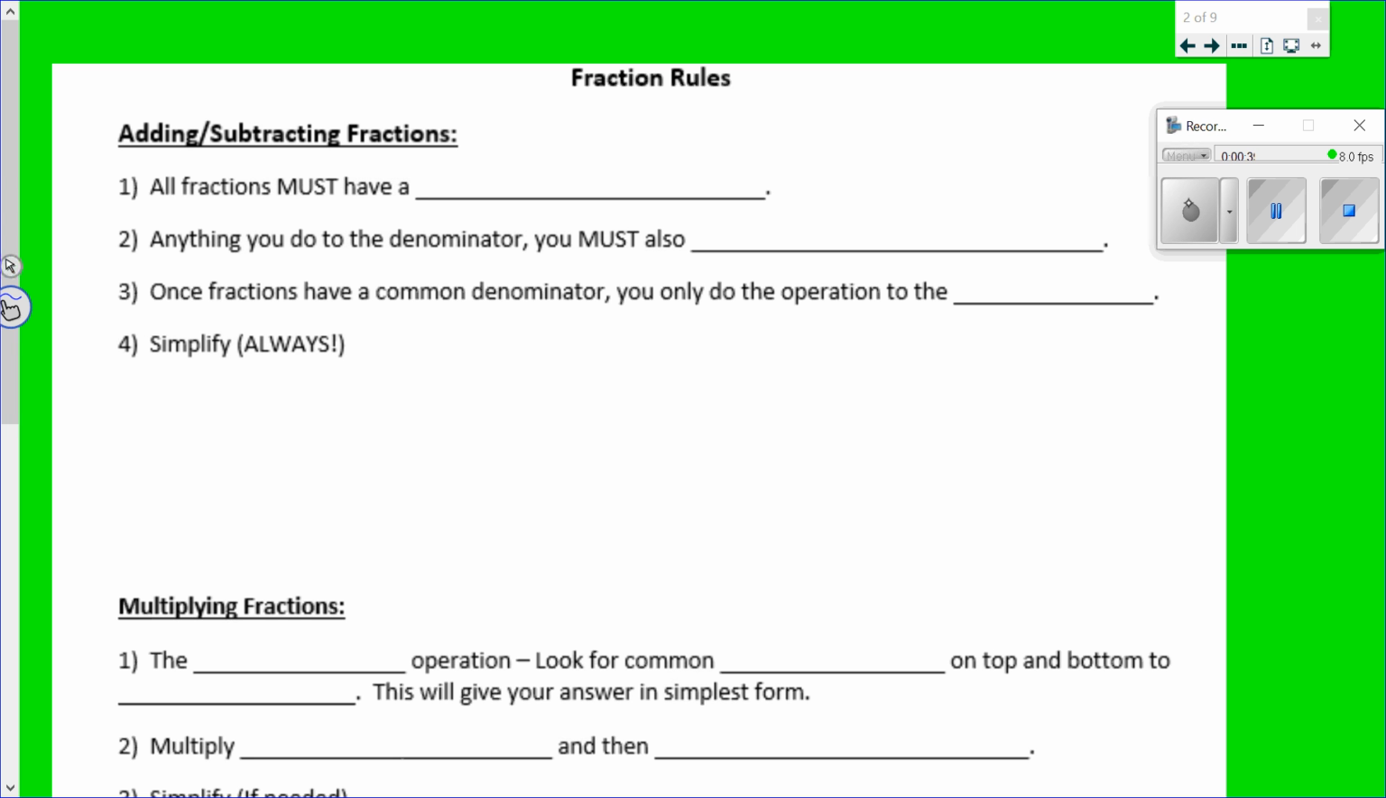Okay. Now, when I'm adding and subtracting fractions, your first, guys, listen. Your first and most important rule is all fractions must have a, good, who was that? Is that your journey? Good job. A common denominator. So, in order to get that common denominator, anything that I do on the denominator to get it common, I must also do to the numerator. Okay?